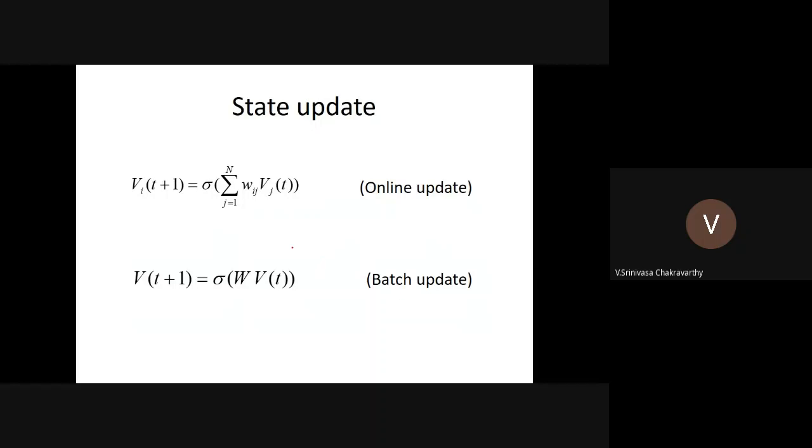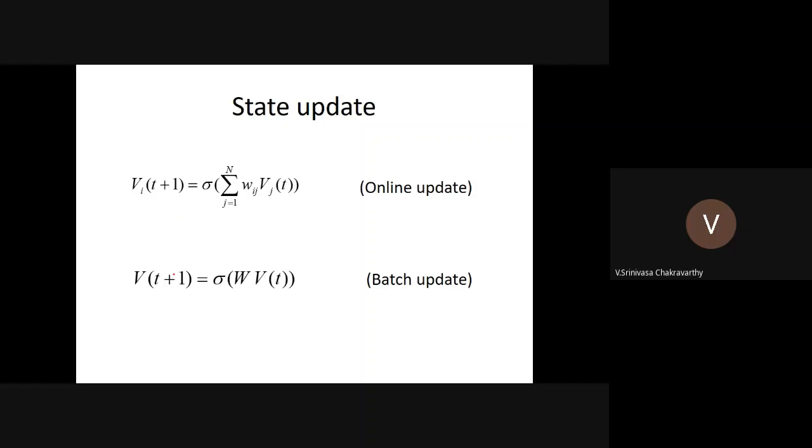So here again, the state update has two forms, just like for the Hebb's rule, you have two forms, single element form and matrix form. For the state update also, you have a single element form and a matrix form. The single element form is what we have seen before already. Vi at t plus 1 is given as sigma function of sigma j to n of wij vj at t. So given t, you calculate the state at t plus 1.